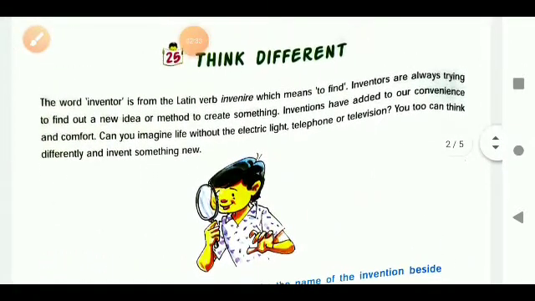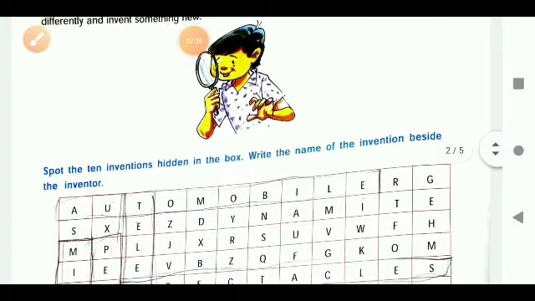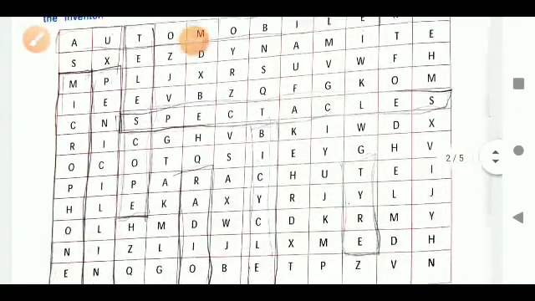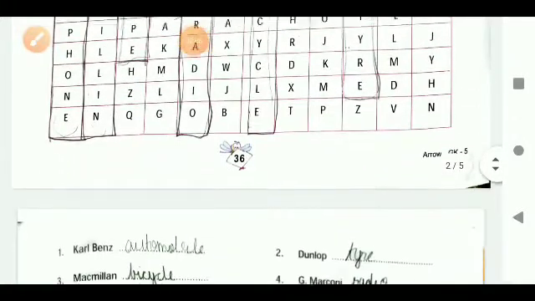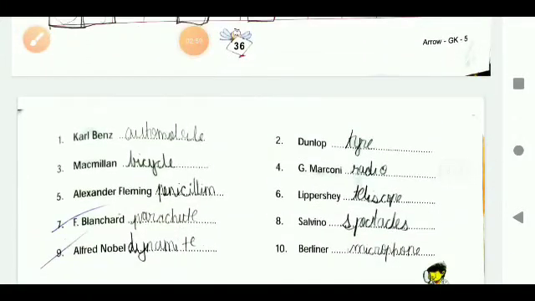So here is lesson number 25. Think different from this lesson. The question, write the name of the invention beside the inventor, will be asked. You have to write the name of the invention beside the name of the inventor. Like question 1 here, Carl Benz. He is the inventor and his invention is the automobile. So you have to write automobile.